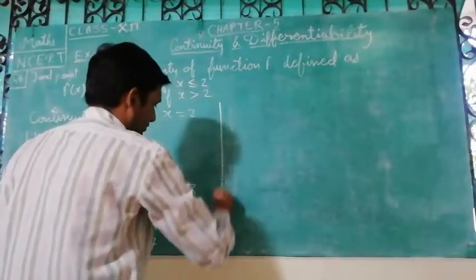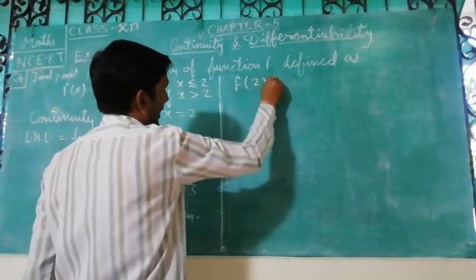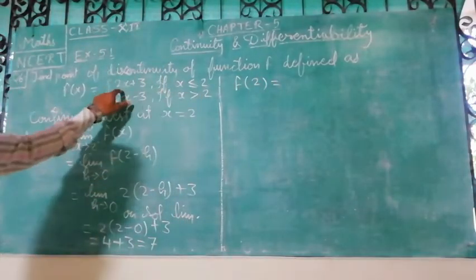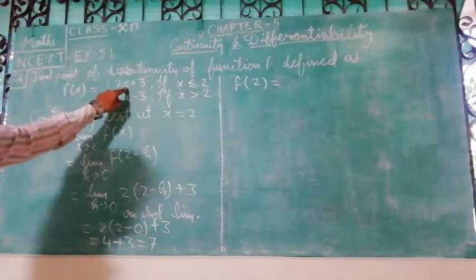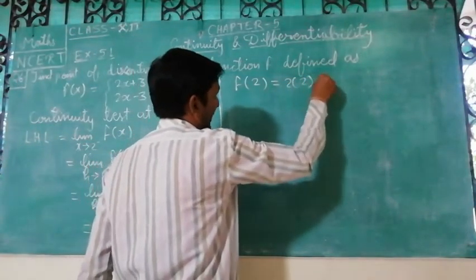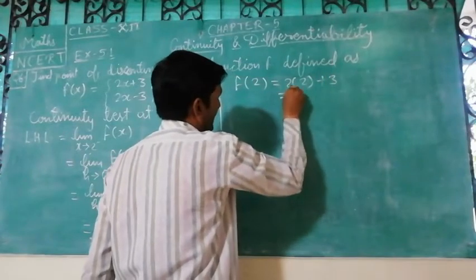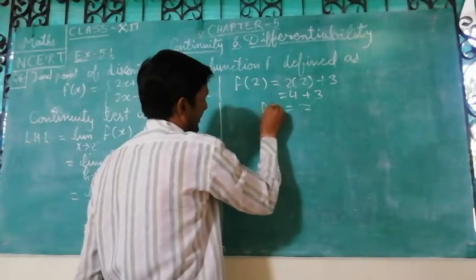Now f of 2. For x equal to 2 it is this one only. See, the equal to sign is here only. So we have to put 2 directly in place of x. So 2 into 2 plus 3, that is 4 plus 3, which is equal to 7. f of 2 is 7.